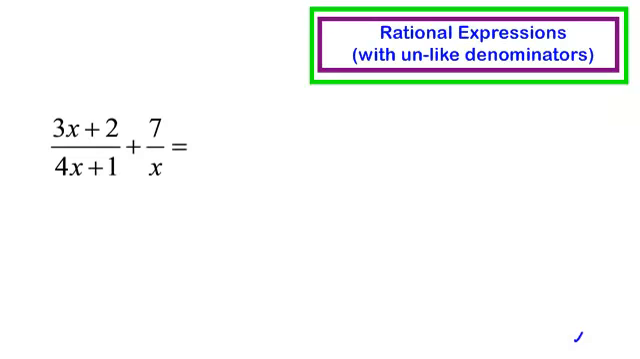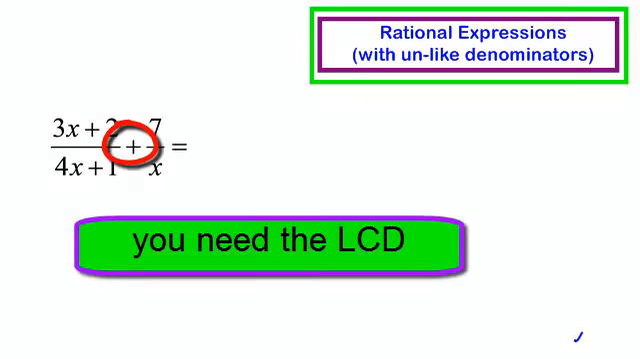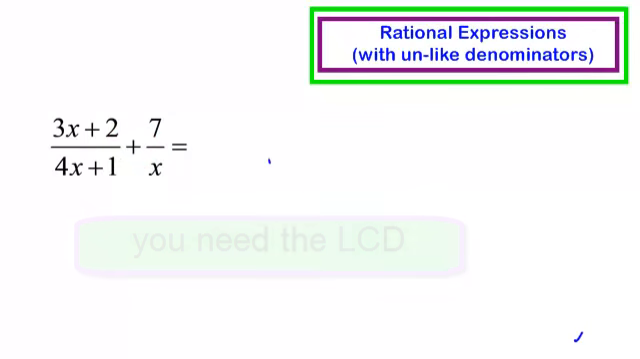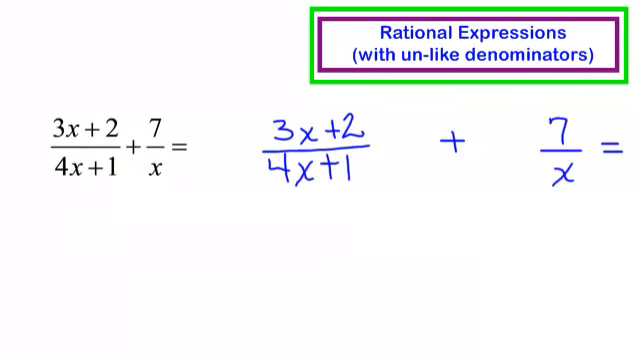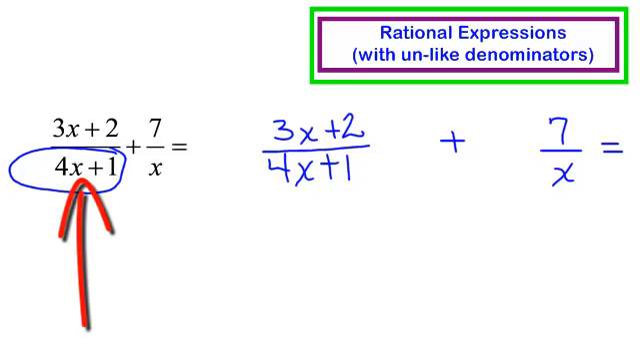We have 3x plus 2 over 4x plus 1 plus 7 over x. Yes, I'm adding and subtracting, so I need a like denominator. What will my least common denominator be? I need 4x plus 1. That's one of my factors. I also need an x.